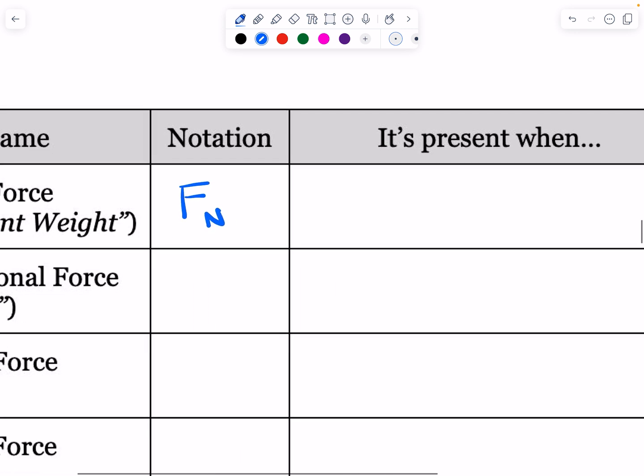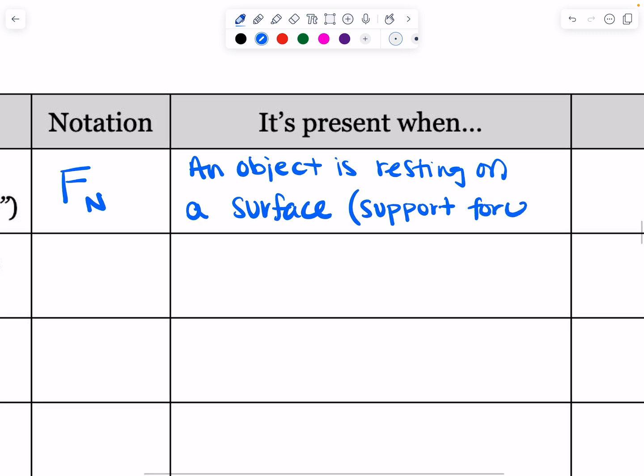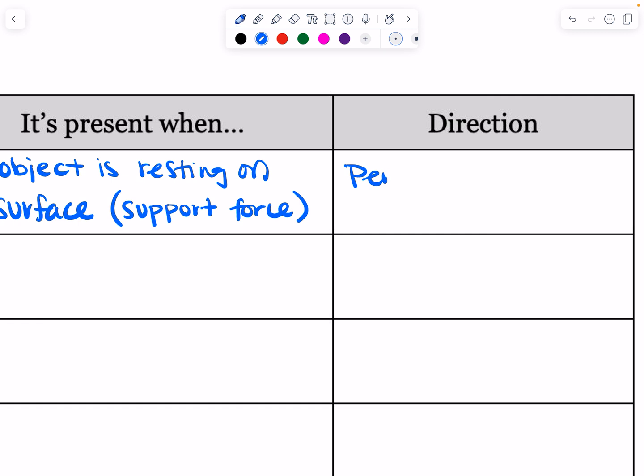And anytime an object is resting on a surface, it's going to experience a normal force. It's sometimes referred to also as a support force. So anytime a surface is supporting an object, it's going to have a normal force. And it is always directed perpendicular to the surface.